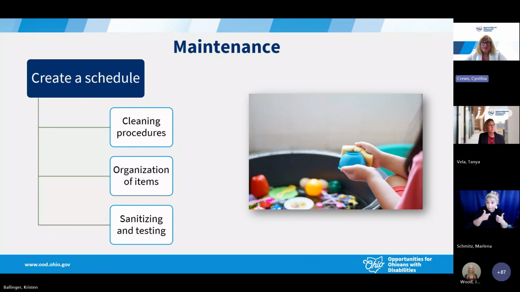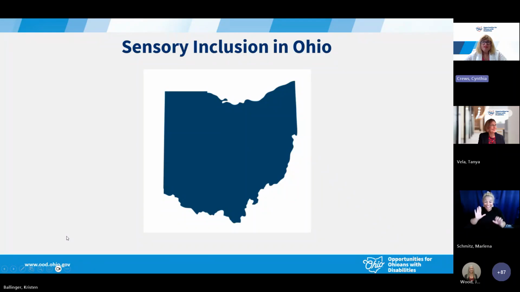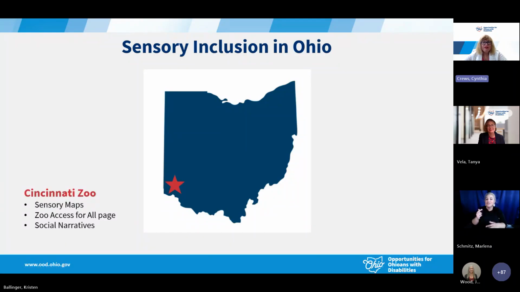Now that we've discussed some ideas for incorporating sensory inclusion with the concept of universal design, let's highlight some of the best practices implemented across the great state of Ohio. In Southwest Ohio, the Cincinnati Zoo has sensory maps, which highlight areas with loud noise, strong smells, low light, interactive spots, sensory bags, calming spaces, and even a sensory-friendly restroom. Plus, their Zoo Access for All webpage also includes social narrative activities like giraffe feeding and more.